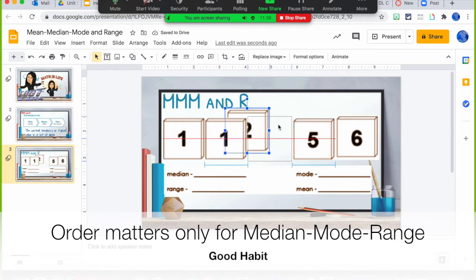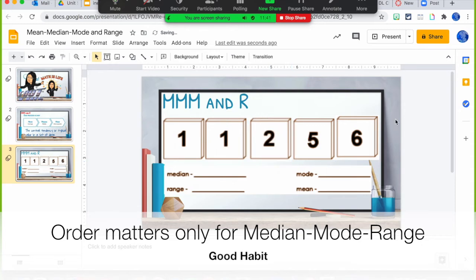Then we have a 2 and then a 5 and a 6. So now that the numbers are all in order, and remember, for the mean, the average, we do not need them in order, but we should make it a good habit to always put them in order first. The mean is the average.